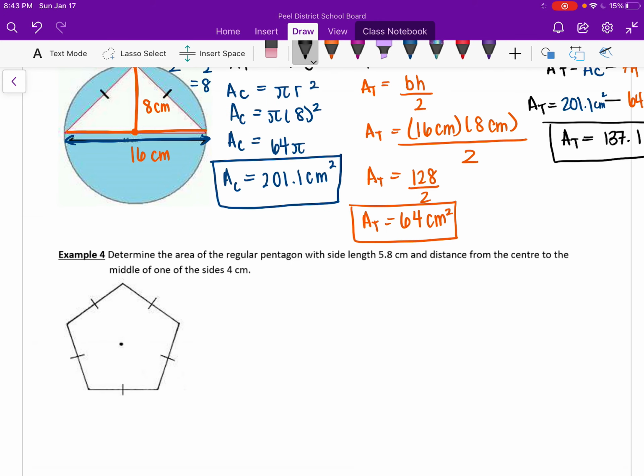So if you're starting to get the hang of this, awesome. Again, we're thinking of those thinking and inquiry skills, that's what we're trying to get at, okay? Alrighty.